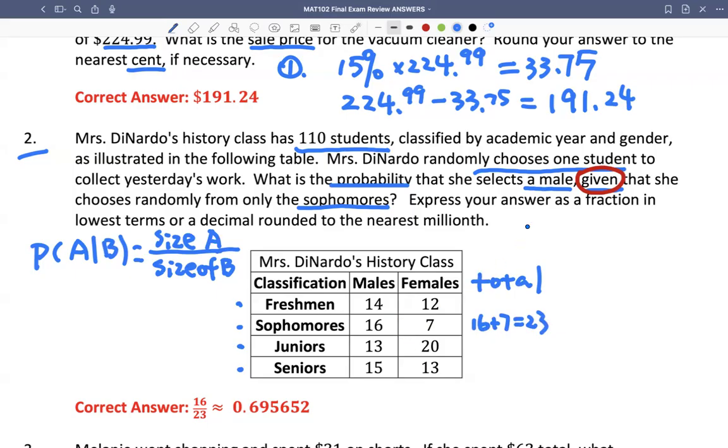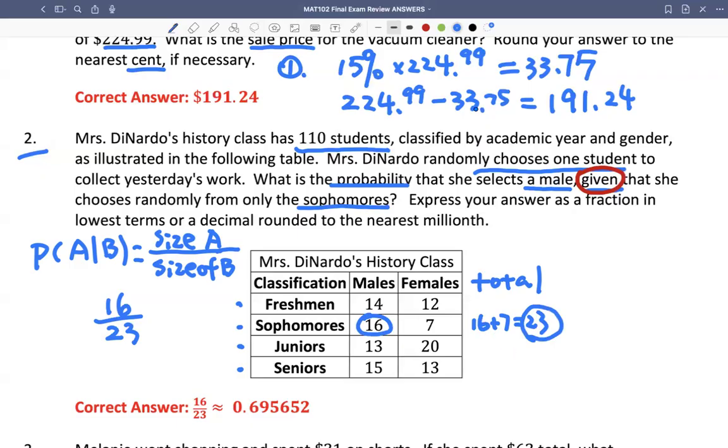And then she wants a male, which is 16 of them, over the total number, 23. So given sophomores, B is sophomores and A is male. So the cardinal number of males in the sophomores divided by the total number of sophomores, which is male plus female.